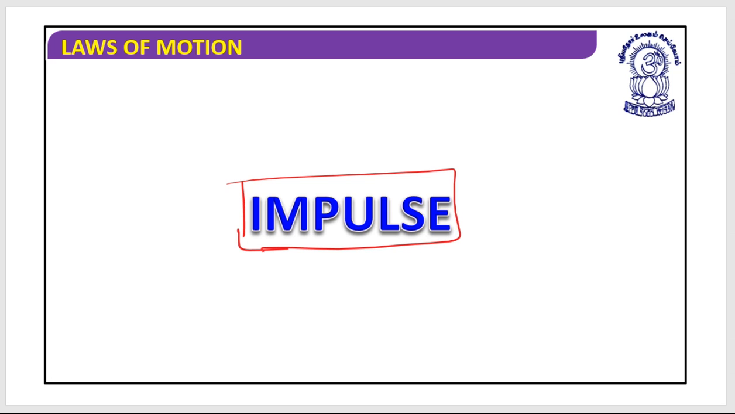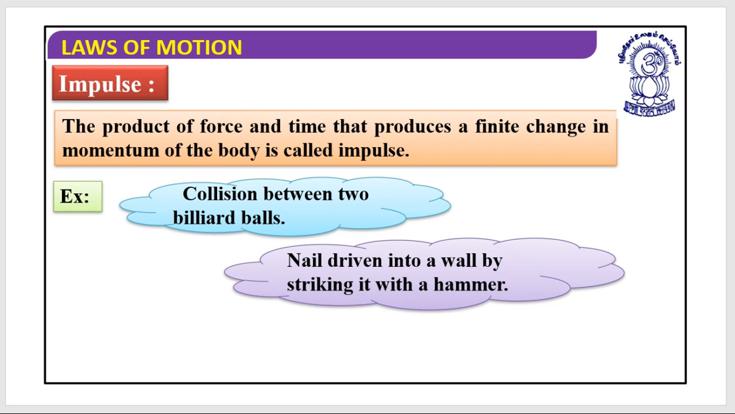Now let's first look at that. What impulse is? We can say impulse is the product of force and time that produces a finite change in the momentum of the body. That we call as an impulse.